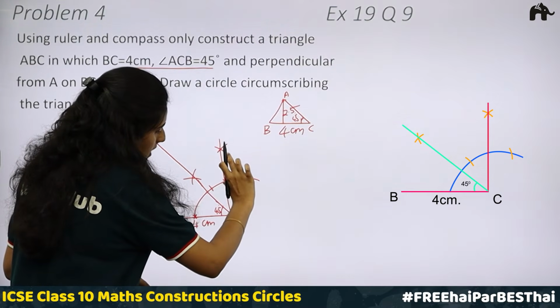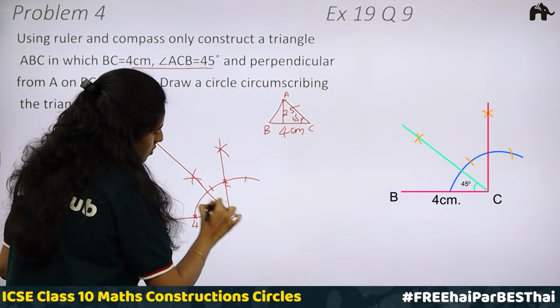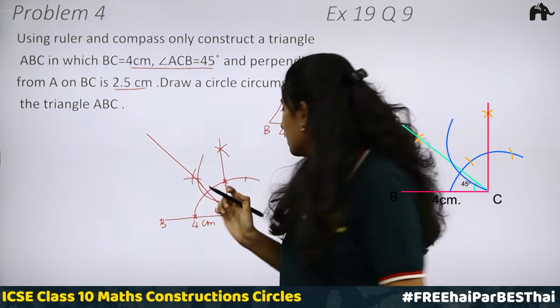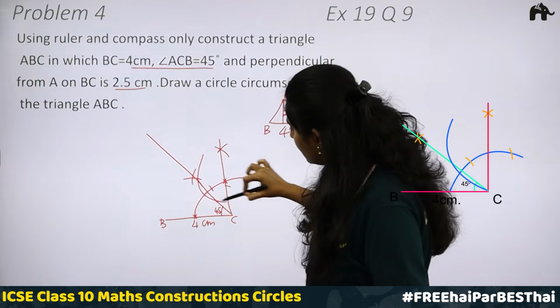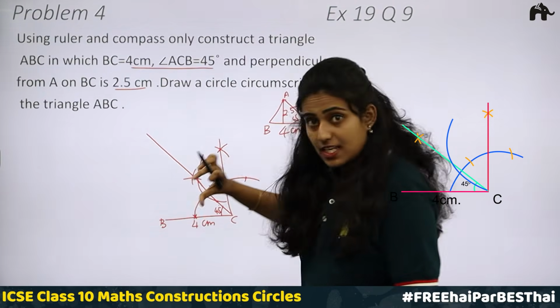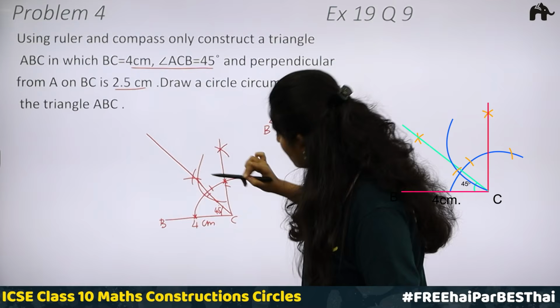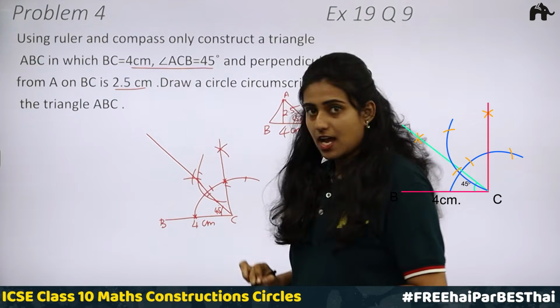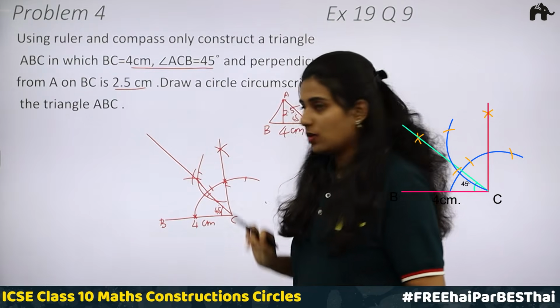Keeping the compass here, draw an arc. First, you need 60 degree. This is our arc. With the same measurement, cut one arc here. Keeping the compass here, cut the second arc. So, we got 60 degree and 120 degree.